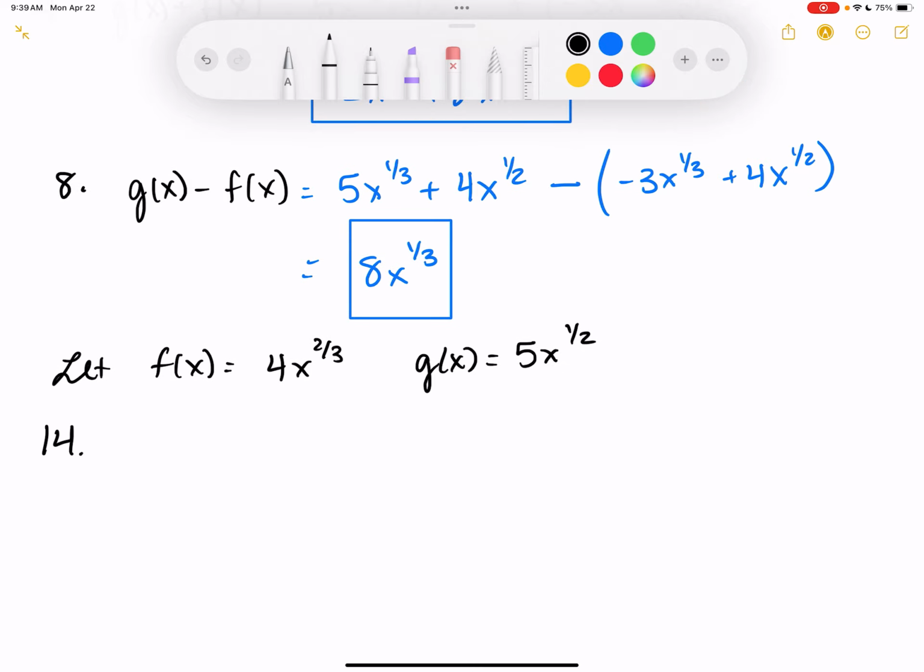Number 14, I've got f(x) times f(x). So this would be 4x^(2/3) times 4x^(2/3). So what does that give me? What do I do with exponents when I'm multiplying two things together? Add the exponents. So what is that going to give me? Oh, 4/3. Yep, 4/3.